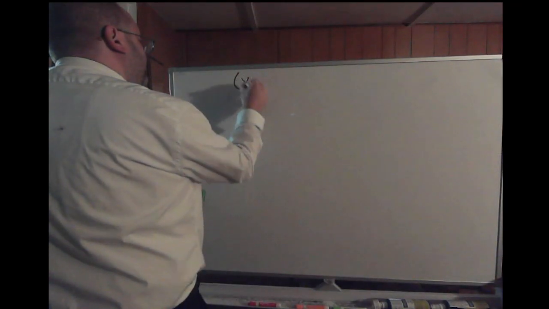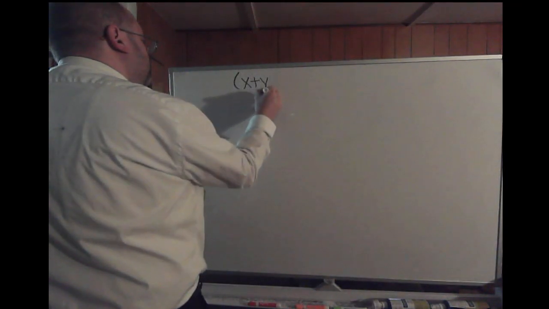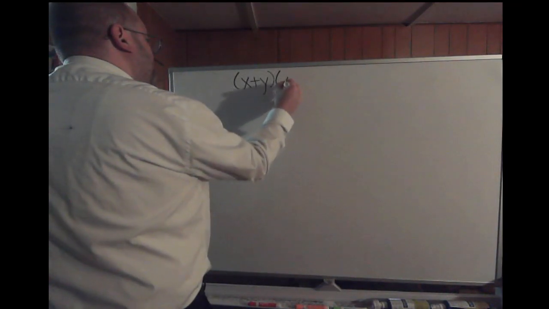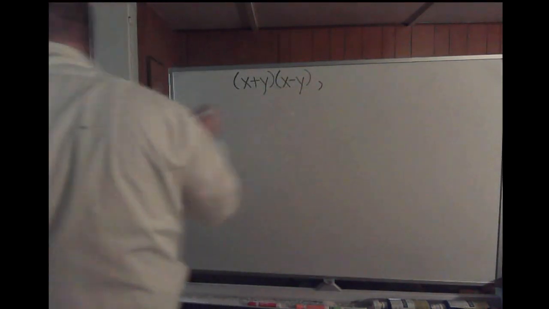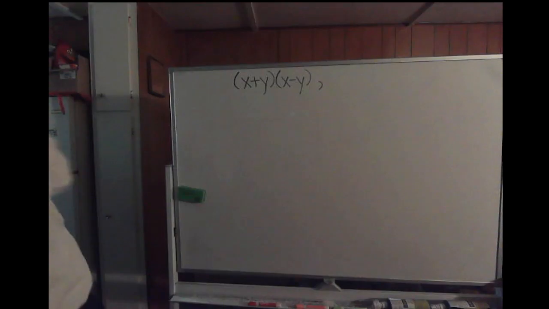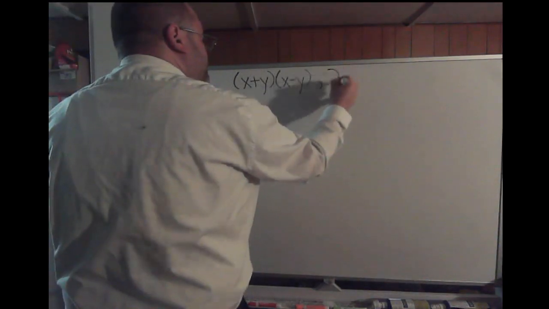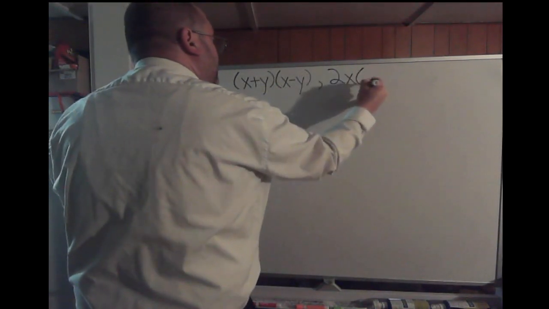Alright, got a couple more. This is not going to be a super long lesson. We have the quantity of x plus y times x minus y. Then we have 2x times the quantity of x plus y.